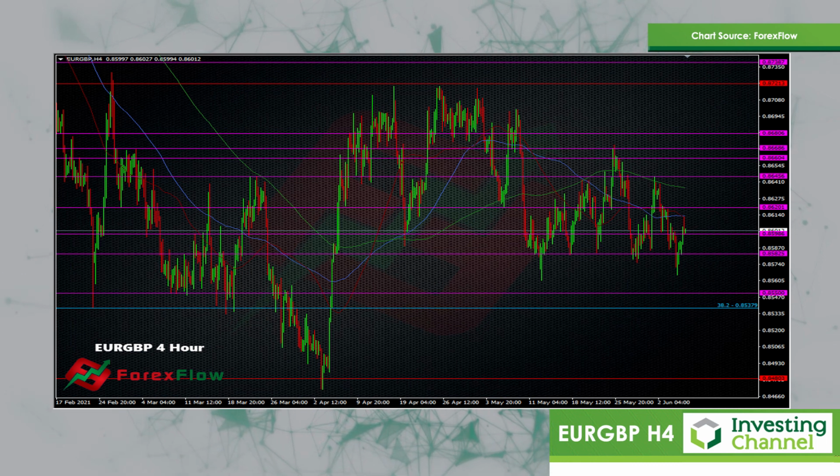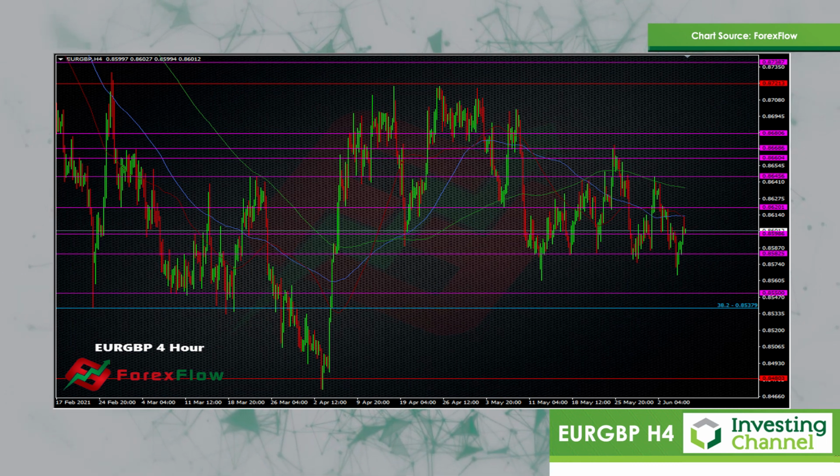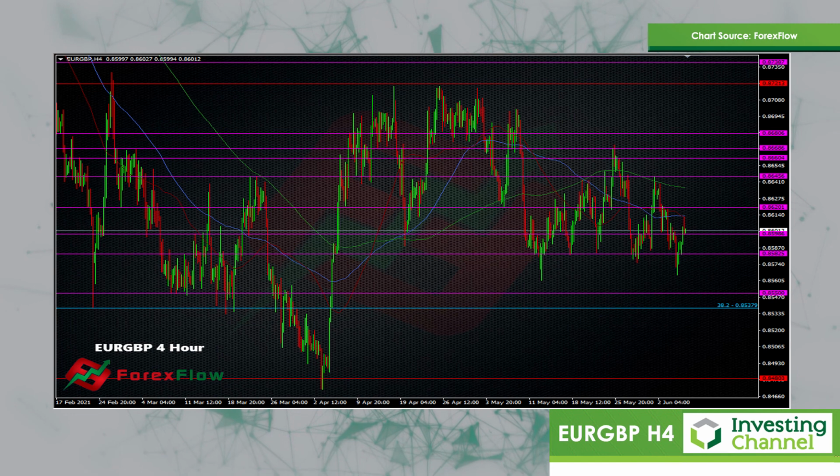Back above, need to retake the 86.20 handle in the very short term. The bigger level right above is 87.20, so a lot of work to be done there. Again, another pair to play the ranges.